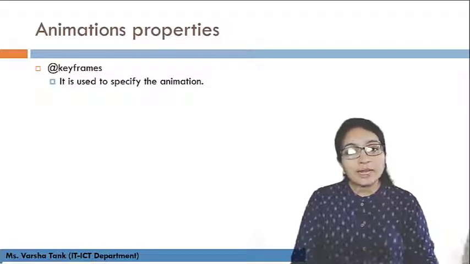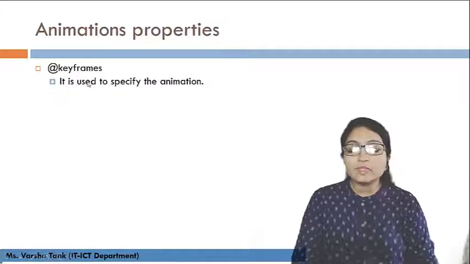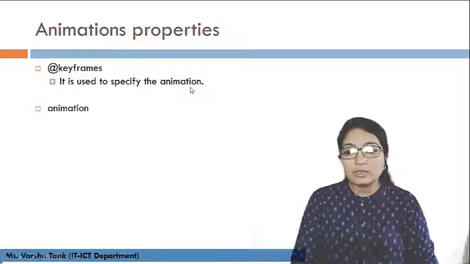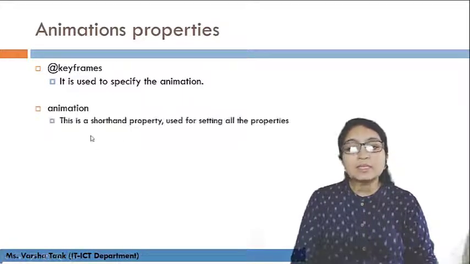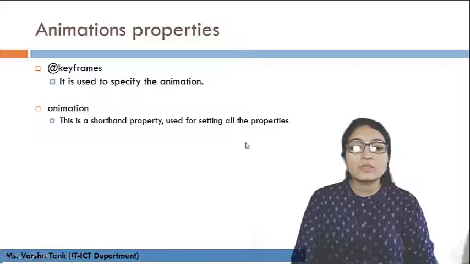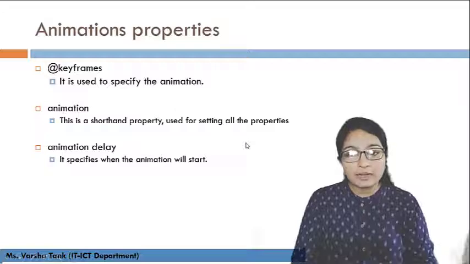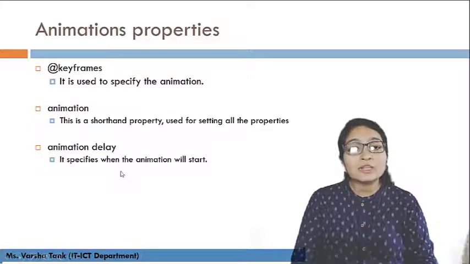Now these are the different animation properties. First one is the keyframe. It is used to specify the animation. Okay, then next one is the animation, which is the shorthand property used for setting all the properties. Then next one is the animation delay. That means you can specify when the animation will start.